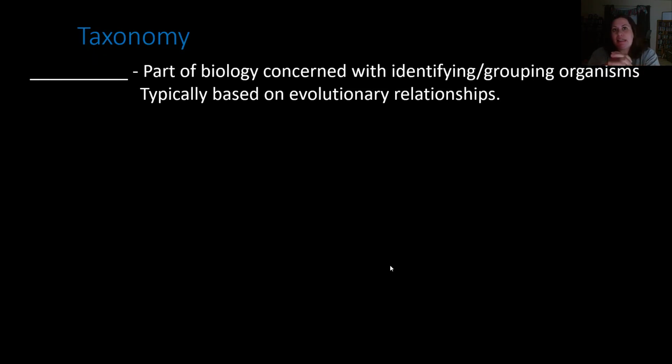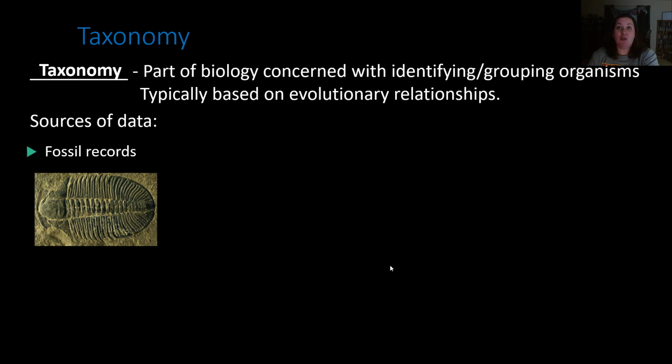All right, this brings us to something that's really important when we're looking at living things, and this is known as taxonomy. Taxonomy is a part of biology that's concerned with identifying and grouping organisms together. Now, typically this is based on their evolutionary relationships. However, the more we learn about DNA and certain other types of evidence, taxonomy may change and adjust as we get more information. Now, some sources of data where we get this information to put these organisms into groups are going to include things like the fossil records.